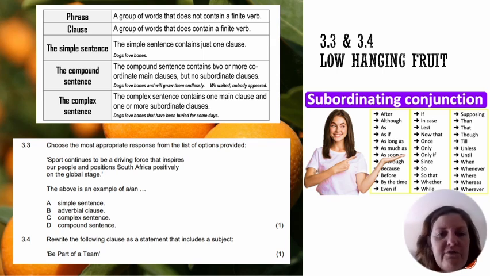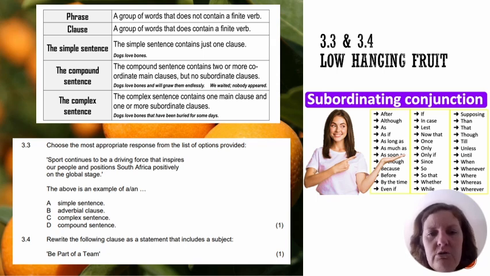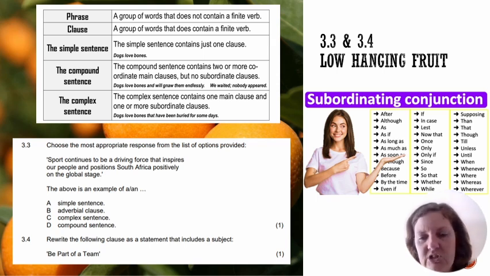Okay? So, firstly, let's just talk about the number B, is an adverbial clause. Let's just talk about the difference between a phrase and a clause. A phrase is a group of words that do not contain a finite verb, and a clause is a group of words that do contain a finite verb. What is a finite verb? A finite verb is a verb that has subject, number, and tense.